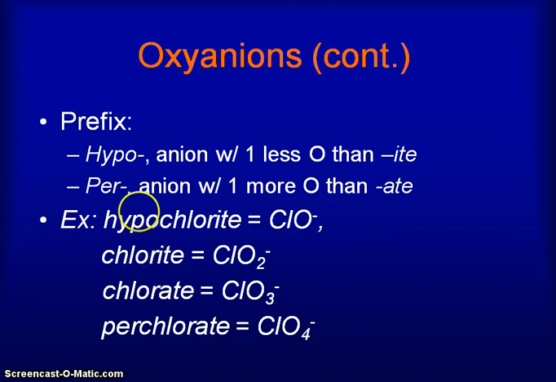We add that prefix before the chlorite. And then with one more oxygen than the chlorate, that becomes perchlorate, which is ClO4 with a 1- charge. So we go hypochlorite, chlorite, chlorate, and then perchlorate. And each one of those we add one more oxygen.